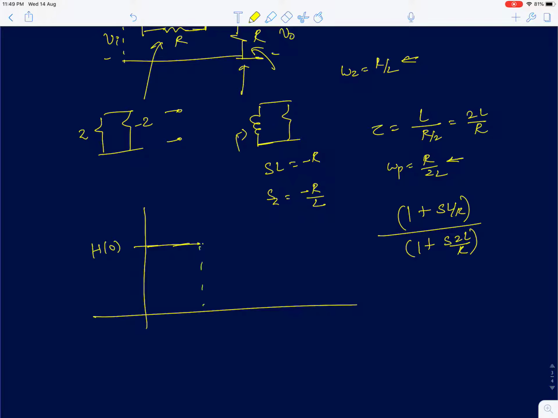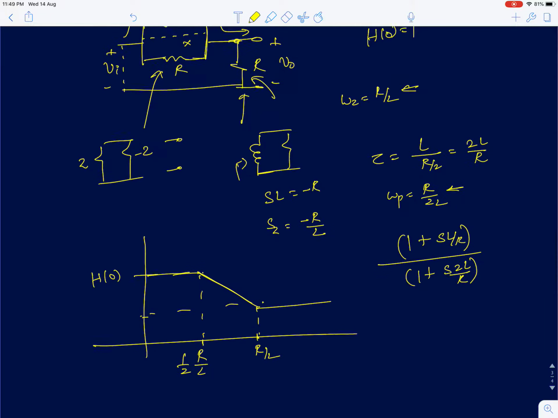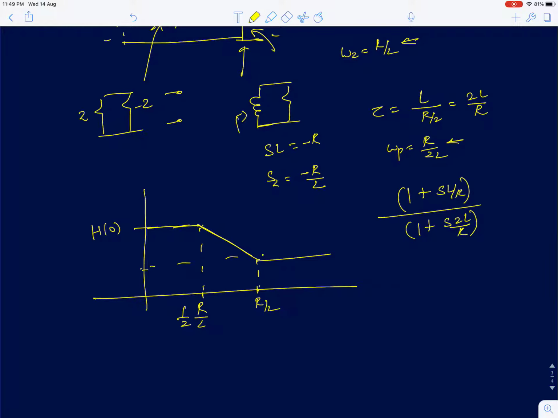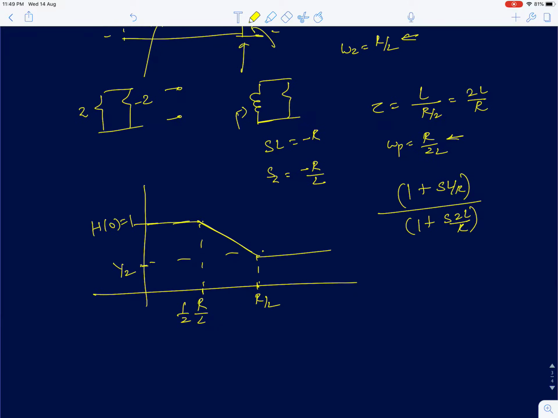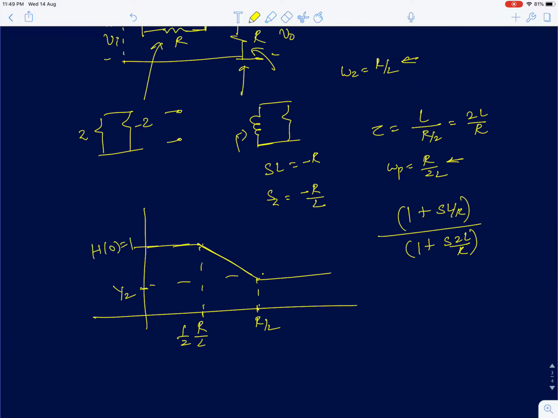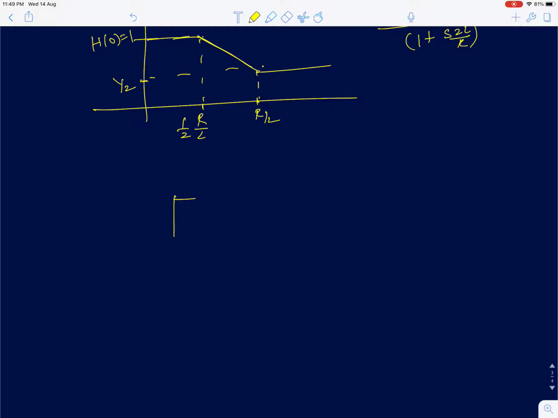So first you will encounter the pole, which is 1/2 of R by L, and then at omega equal to R by L we are going to get the zero, and at that point for high frequencies the gain has to be half. H of 0 is 1 here, and it's going to be half. We can very easily see this in the circuit, let me just redraw that.